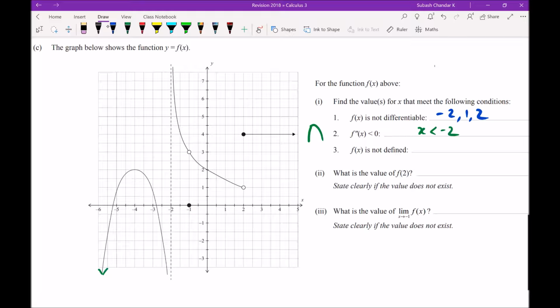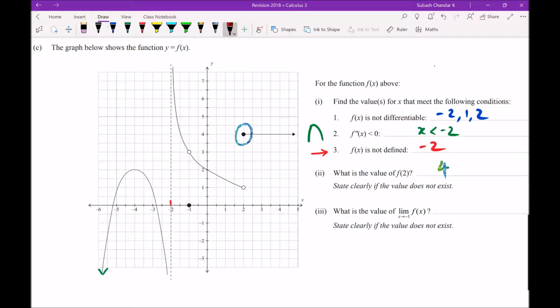Yeah, but the thing is, -2 is an asymptote, right? So it's going to keep going down, but it'll never touch -2 though. So that's why we are comfortable putting x is less than -2. Is that all right? Okay, next one is f of x is not defined. That's when it's an asymptote, and we can see that it's -2. What's the value of f of 2? 4? Yeah.